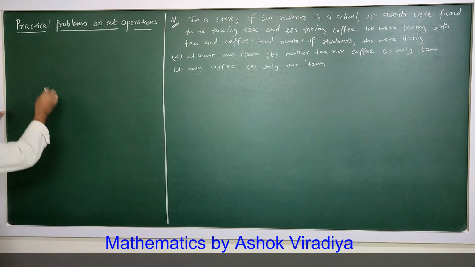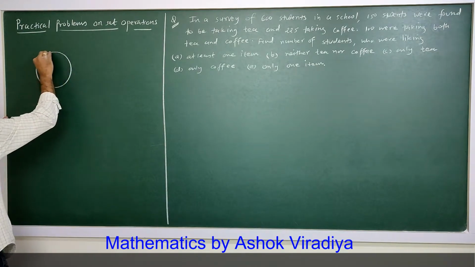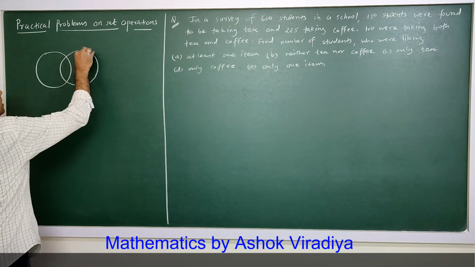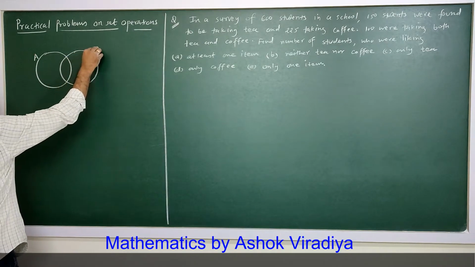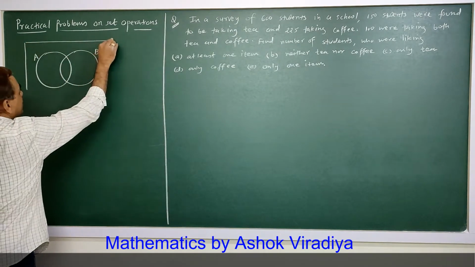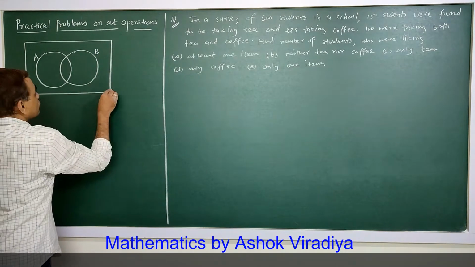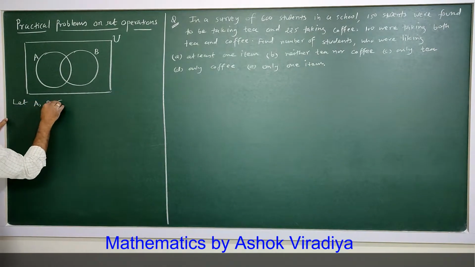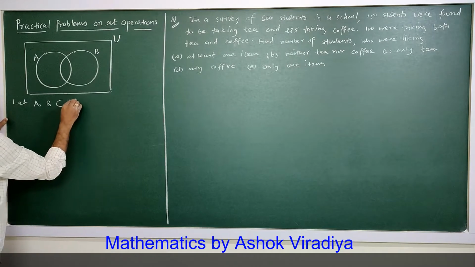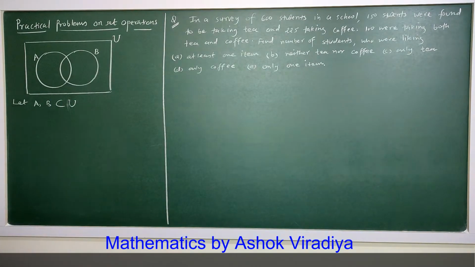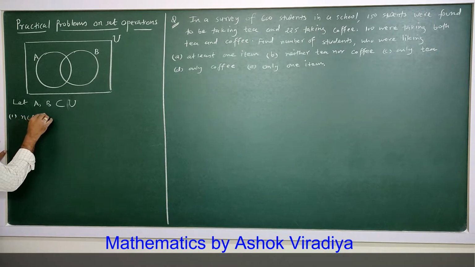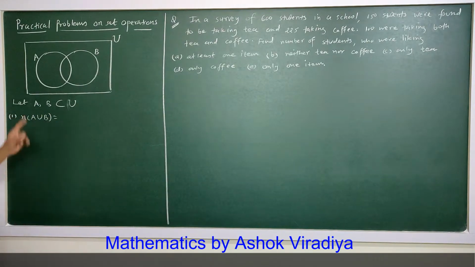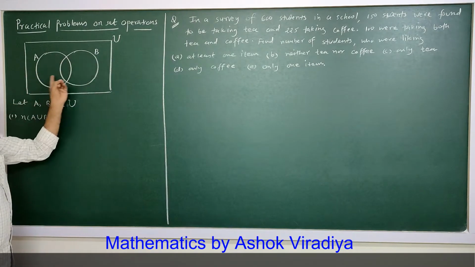Say if there are two sets, set A and set B. A and B are subsets of a universal set U. This is U. Let A and B be subsets of universal set U. Then number of elements in A union B, that means in this part, this is A union B.